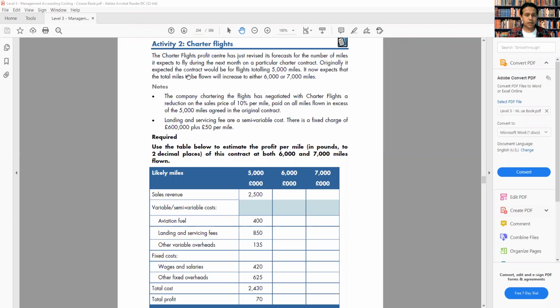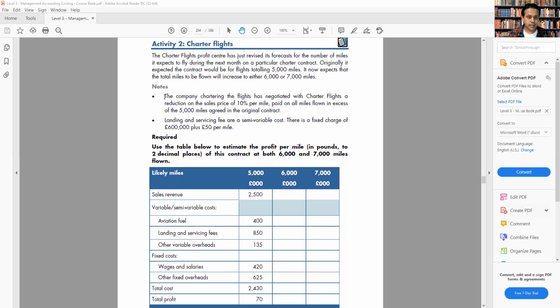Originally, it expected the contract would be for flights totaling 5,000 miles. So that was the plan. It will be a total of 5,000 miles. It now expects that the total miles to be flown will increase to either 6,000 or 7,000. So my plan was that the flying for the chartered flight would be 5,000 miles in total. But after that, I have estimated it will not be 5,000, it will be more than that. So it will be either 6,000 or 7,000. I don't know which.